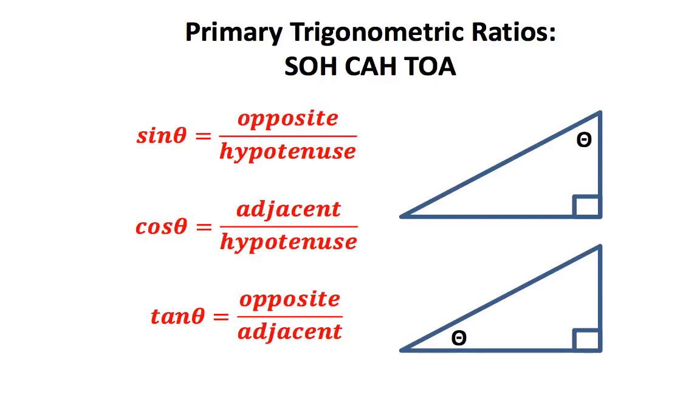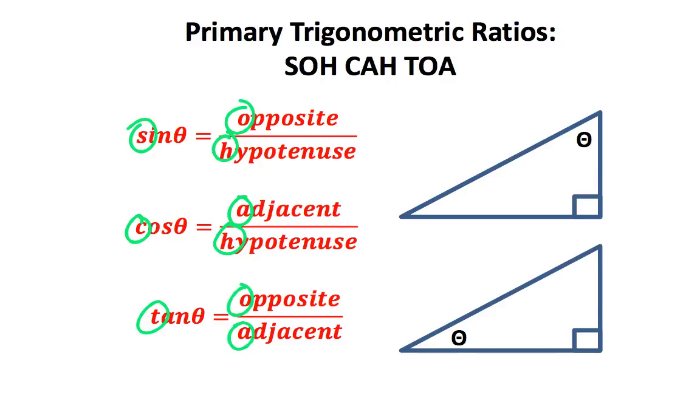In today's lesson, we'll be looking at the primary trigonometric ratios, also known as SOH CAH TOA. If you recall, SOH CAH TOA is a mnemonic which helps you remember these three primary trigonometric ratios. Sine theta is equal to opposite over hypotenuse, cos theta is equal to adjacent over hypotenuse, and tan theta is equal to opposite over adjacent.